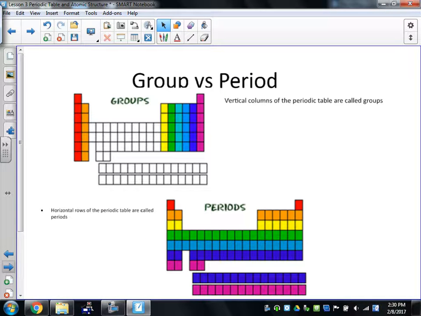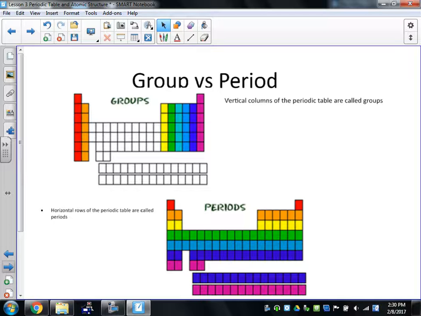This is important. We need to know that there are two ways that we arrange stuff in the periodic table. There's something called groups, which are the up and down vertical columns. We have names for these groups, but we'll probably worry about that later. Groups are group 1, group 2, groups 3 to 12, and 13, 14, 15, 16, 17, and 18. So those are the groups. We also have something called periods, and periods go horizontally, so that means this way.